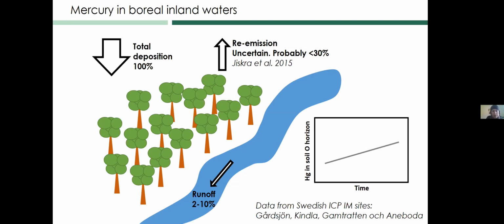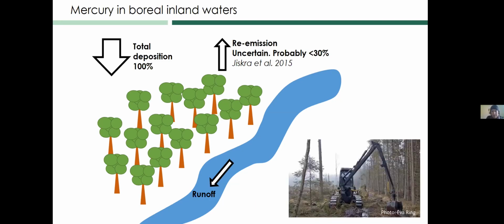And this caused the mercury to accumulate and increase over time in the soils, and especially in the O horizon, where a lot of the mercury is accumulating. Thereby, all activities and management that is made in the catchments are of high interest, as they could then increase the mobilization of mercury from the soil storage to these sensitive aquatic ecosystems.